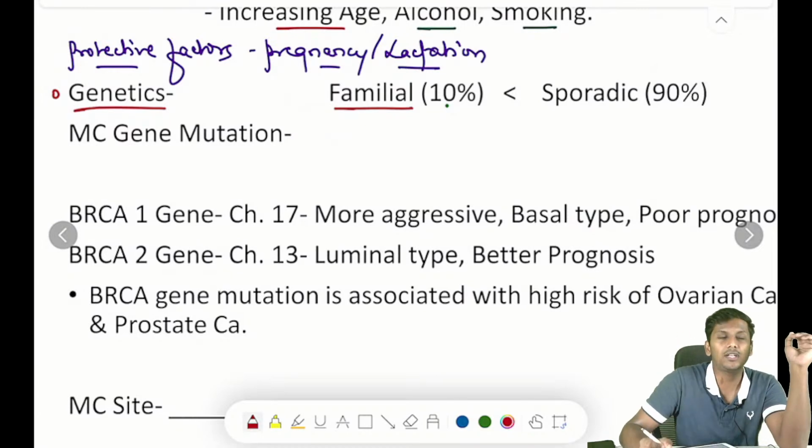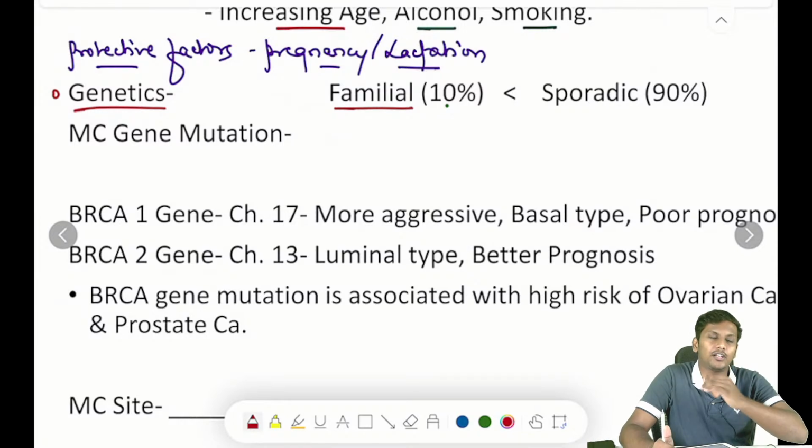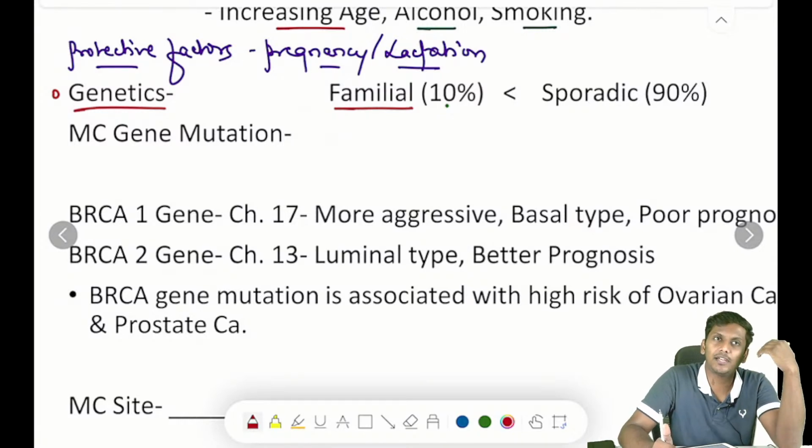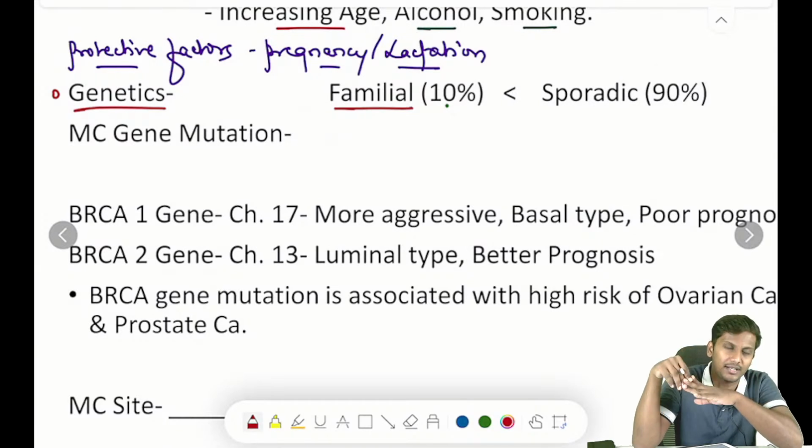ठीक है, so usually familial is only 10% of cases, which runs in the family. मतलब माँ में था, बेटी में आया, and it is also seen in the granddaughter. मतलब if there was breast cancer in the grandmother, it came into the mother, it went into the granddaughter as well. This type of breast cancer is a familial or hereditary breast cancer.